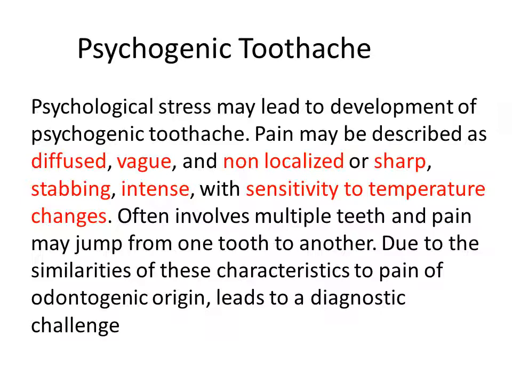Then we have the psychogenic toothache. It is similar to the patient who is suffering from a psychological problem. The pain will be diffuse, vague, non-localized. He will be confused, but the pain will be diffuse. He will be a vague personality, so it's difficult to understand. Even the psychogenic toothache will be vague, non-localized, sharp, stabbing, intense, with sensitivity to temperature change.